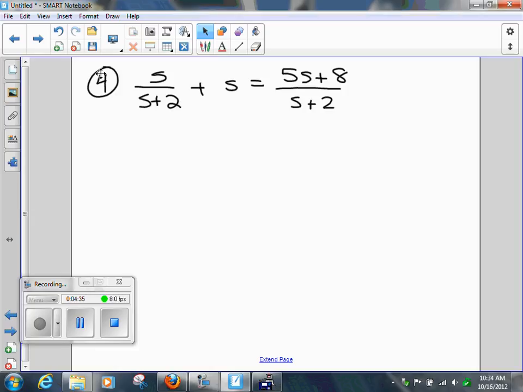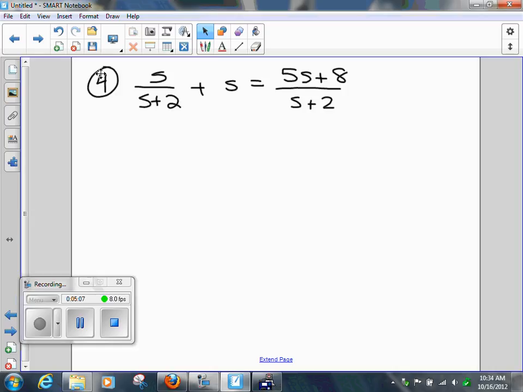Do you notice anything? Now, this is when I have to force myself to step back and look at the big picture. What do I have going on here that might be beneficial to me? I have like denominators. Okay. I know that when I have like denominators, if I get them together, then I can make it one fraction, one numerator over one denominator, right?